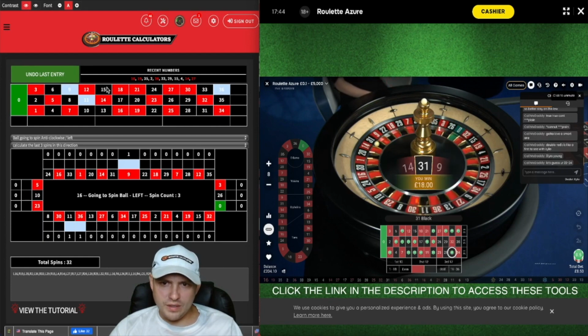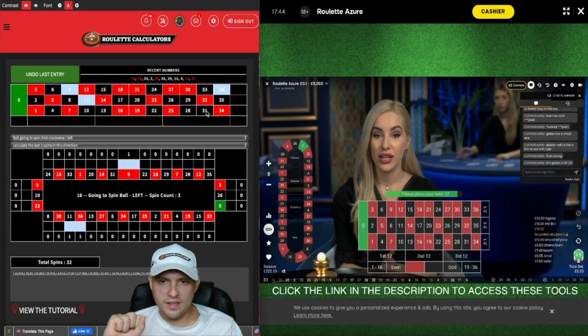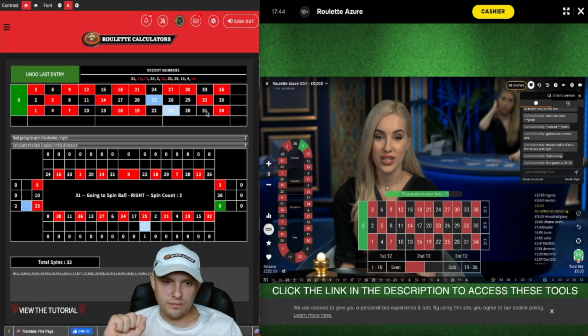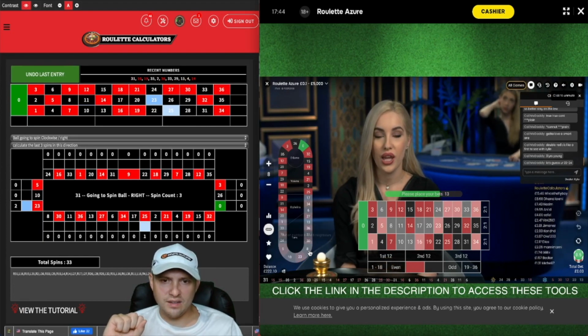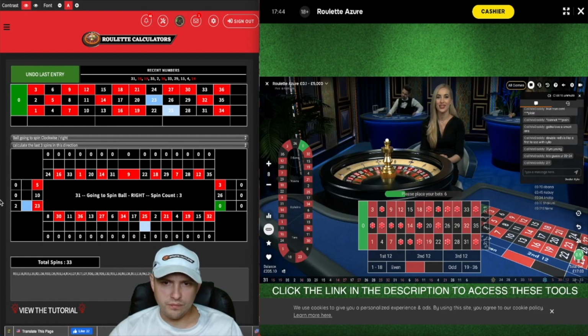So I went to 31, so that's given us the first win. So now we have to do 2 units per number. So this is our second bet of the phase there. So we're putting it on number 36, and that will be £1 per number.